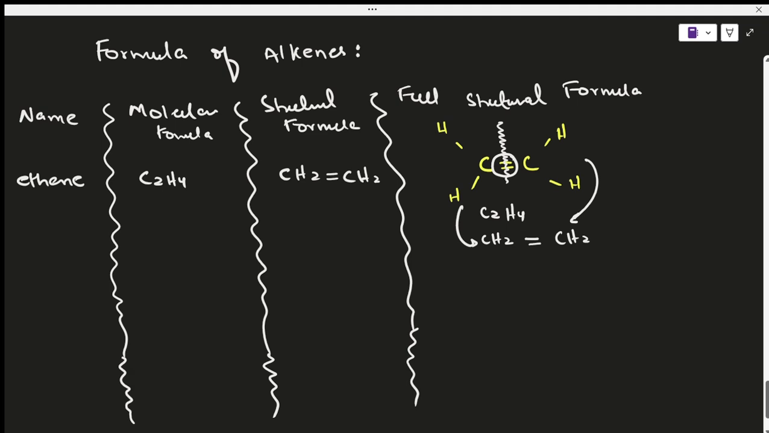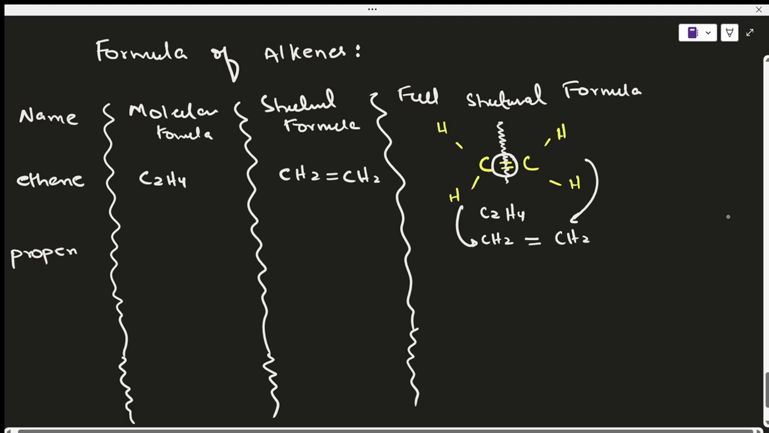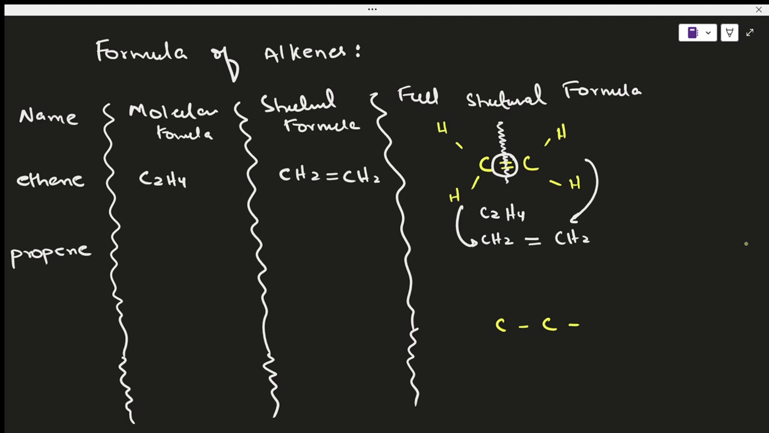Okay, let's look at the other molecule. Let's look at propene. Let's draw the structure first. Propene is a 3 carbon molecule, and you can have a double bond here. So this is 1, 2, 3, 4 bonds on each carbon. Now how does this work? I think I'm missing an H in the middle. Yeah, so you're going to have an H here as well.